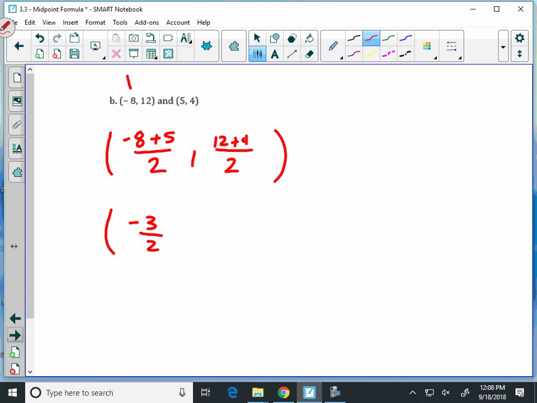Negative 3. And 12 plus 4 is 16. Clean it up some more. Does negative 3 over 2 simplify? No. We can leave it as negative 3 over 2.